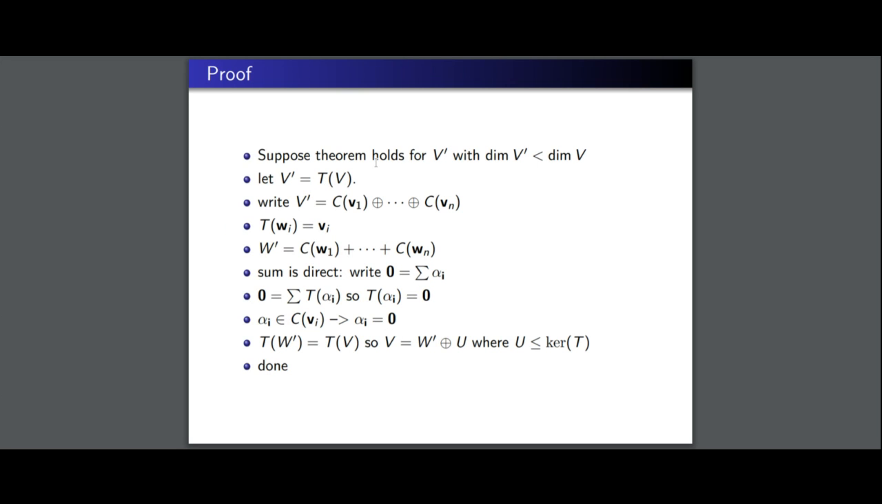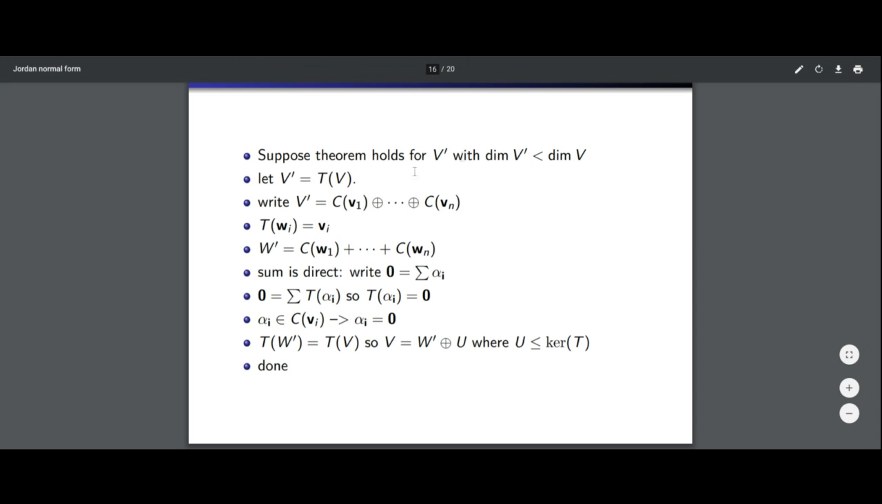Okay, so if T is nilpotent, T has non-trivial kernel, which means that it cannot be onto. Okay, and so this V prime has dimension strictly less than the dimension of V. So therefore, V prime is the direct sum of cyclic subspaces.